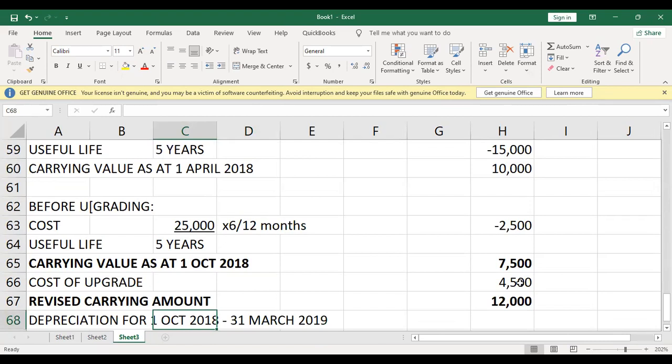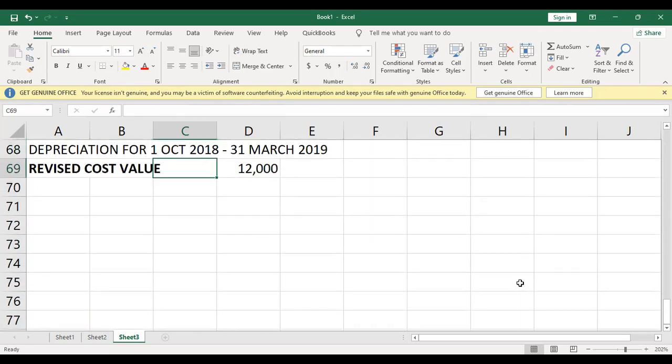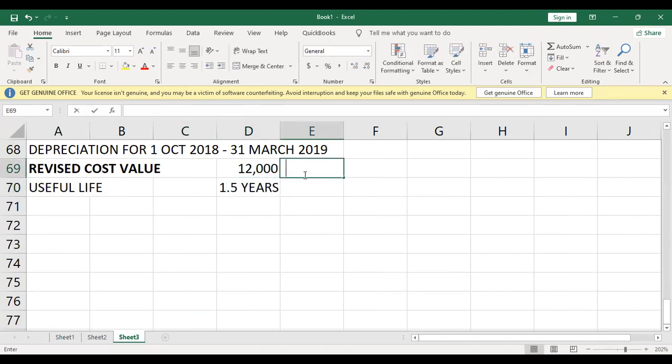So how many years do we have left? 18 months. That is 1.5 years. We have 1.5 years.